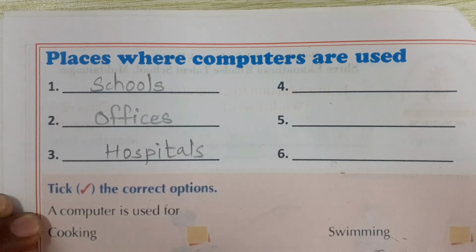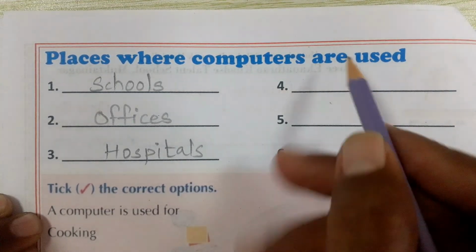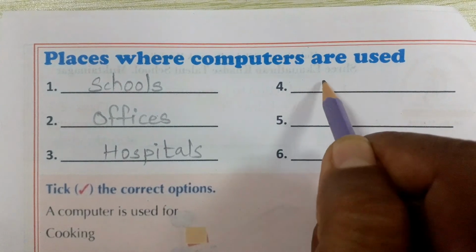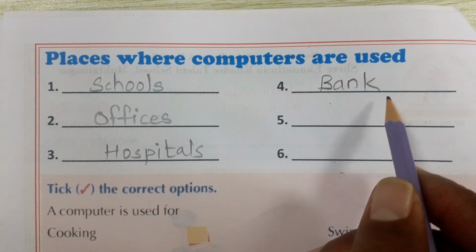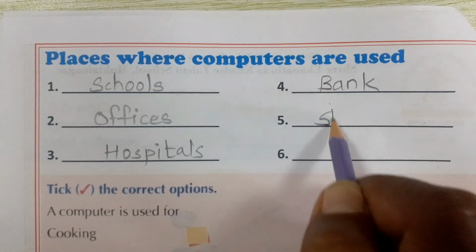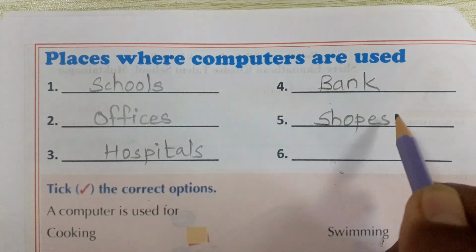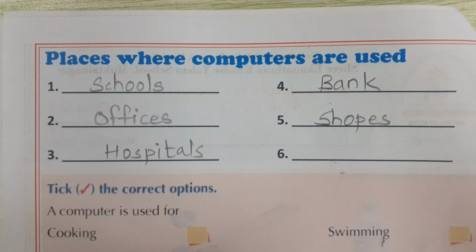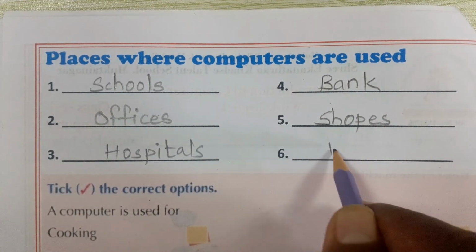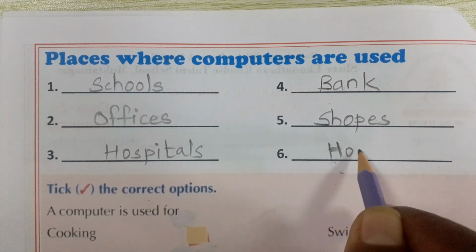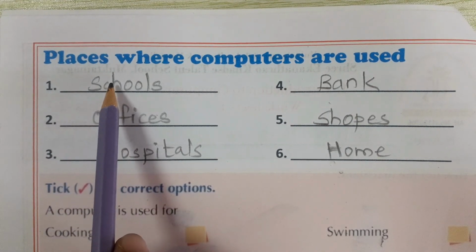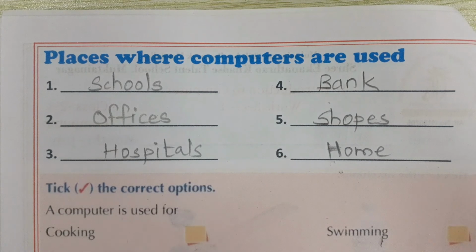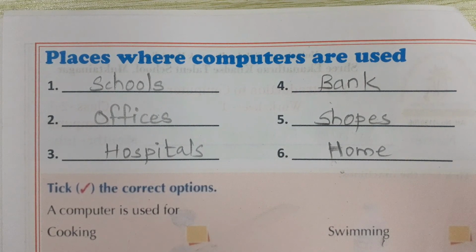Hospitals. Okay? Then again in the bank. Where? In the bank the computers are used. Again in the shops, in the shops the computers are used. Again, in our home, we can use the computer. These are the 1, 2, 3, 4, 5, 6 places where computers are used.